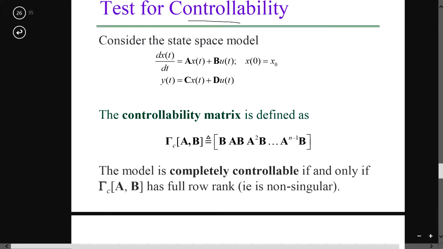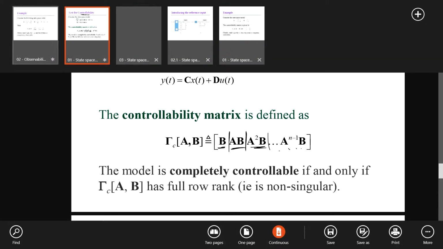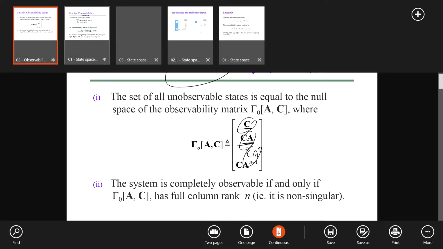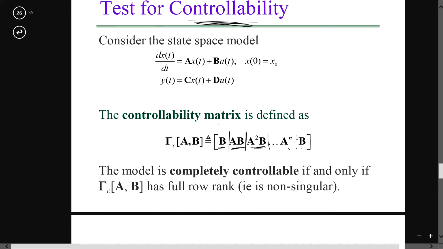For the controllability part, it is B, and then the next one is AB. If you have a 3 times 3 matrix, you have A square B and so on and so forth. For the observable part, you have C, then CA and then CA square. So you're comparing rows over here, as you can see, for observability. For controllability, you're comparing in terms of columns, column by column. I hope that this is all pretty clear for you.